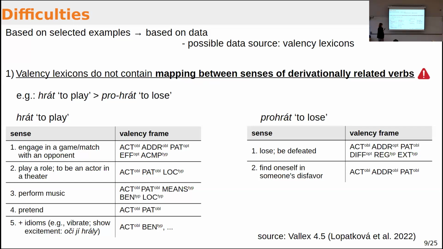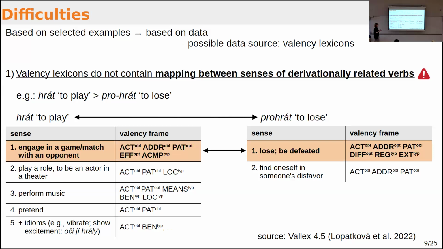So if we want to describe the difference in valency that happens when we form the verb prohrát from the base verb hrát, we can use the valency lexicon entries in Valex for the two verbs because they are both covered by Valex. However, Valex itself doesn't tell us that these two verbs are related. And it's not always just a question of saying that this is a substring of this. So we firstly need to know that these two verbs are derivationally related, pair of prefix and base verb.